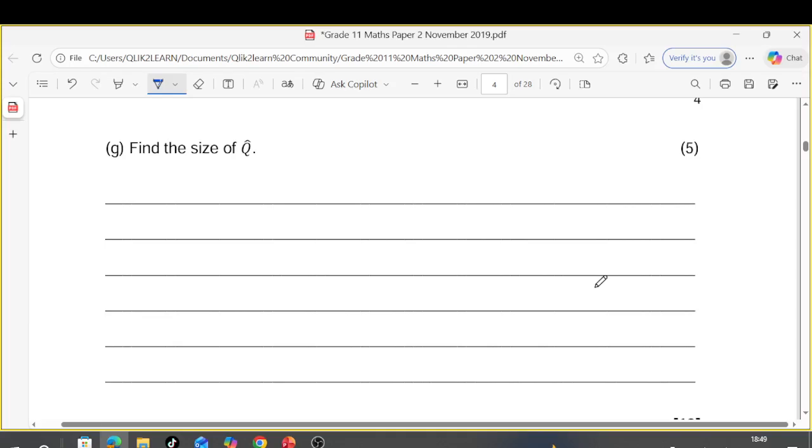Find the size of angle Q, and this is 5 marks. Find the size of angle Q. No question, Linda? Okay, so they want you to find the angle Q. And when they want you to find the angle Q, look at this. We need angle Q. Let's go back up.